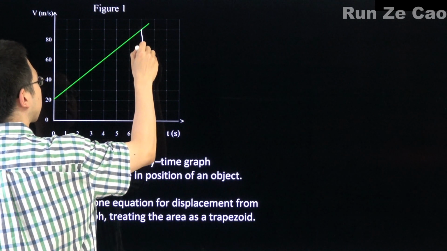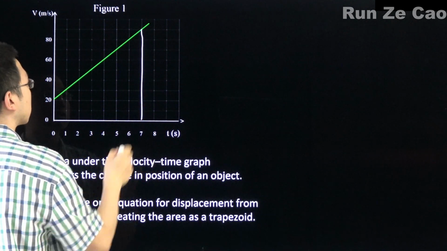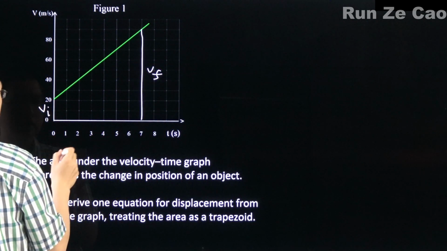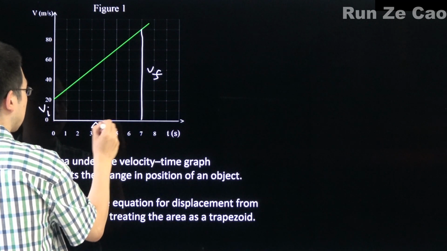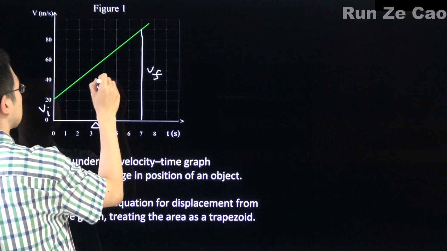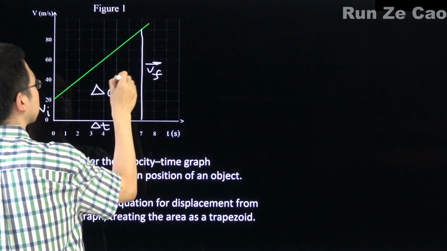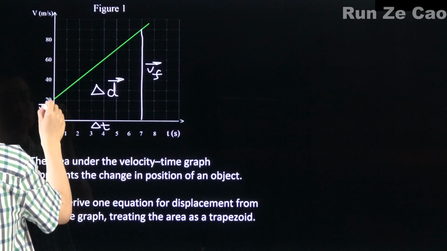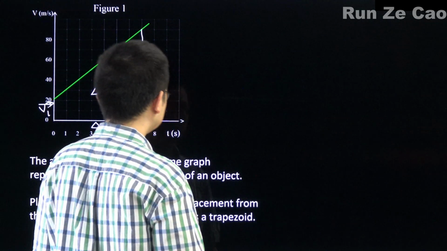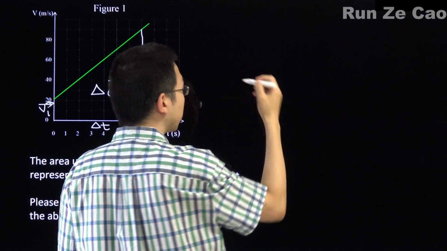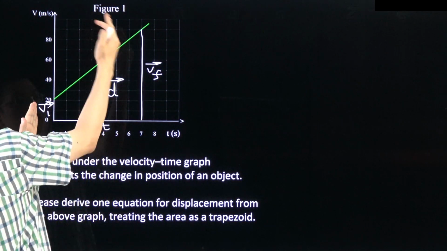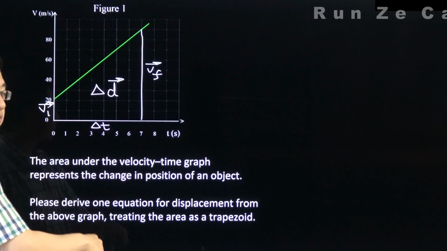Well, if we're treating this as a trapezoid, that means we're looking for V final, V initial, and delta t. And the area is delta d. Although technically we should put all of these down as vectors. We know that the formula for the area of the trapezoid is one parallel side plus the other parallel side divided by 2, so the average multiplied by the height.